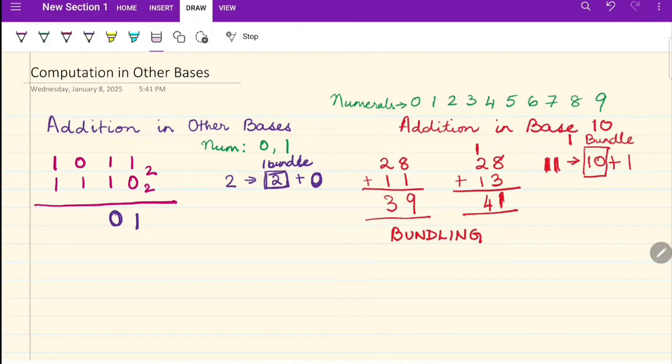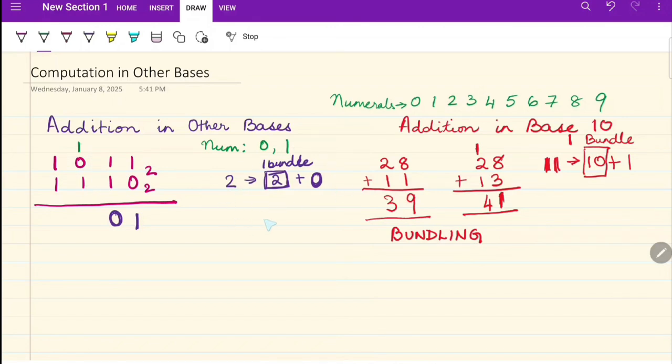We are carrying over the bundles. So just write the 1. One bundle of 2 has been carried over to the left, and we add these values. So 1 plus 0 plus 1, actually 3 values now. 1 plus 0 plus 1 is a 2.